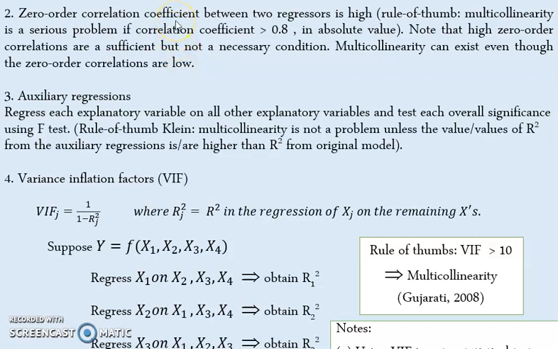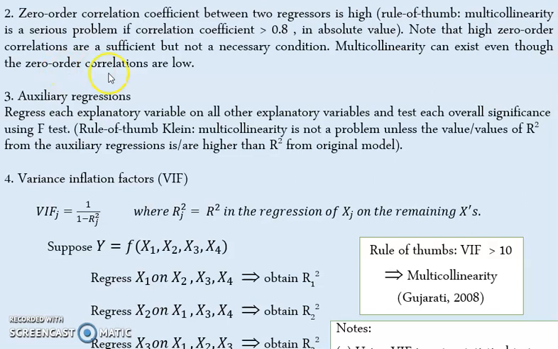If the zero-order correlation coefficient between two regressors is high, for example larger than 0.8 in absolute value, we can suggest that there may be a problem of multicollinearity. But note that high zero-order correlation is a sufficient but not a necessary condition, meaning that multicollinearity may still exist even though the zero-order correlations are low.